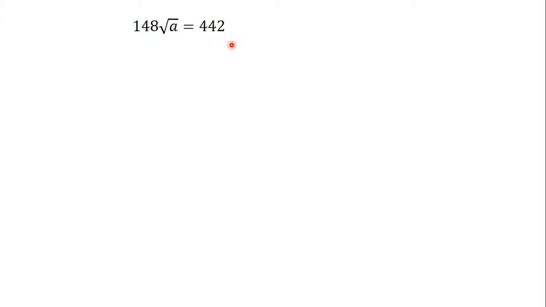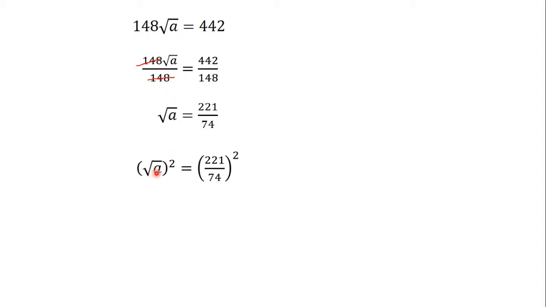We divide both sides by 148. So if you divide both sides by 148, you have 148 here and 148 here cancelling out. So you have square root of A on the left hand side, and on the right hand side you have 442 divided by 148. So square root of A is equal to 221 divided by 74. In order to find the value of A, we need to square both sides. So we have square root of A squared is equal to 221 divided by 74 squared. Square root of A squared will give us A.